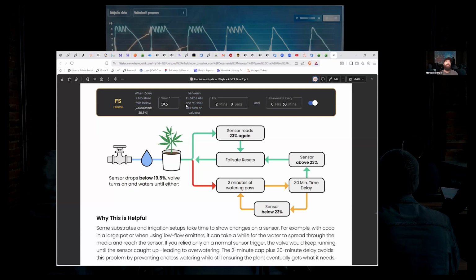You don't typically have too big of a delay when you're running rockwool. Rockwool is usually never more than 30 seconds. And coco, if you keep it down at a 1 gallon or 2 gallon pot and you size your drippers appropriately, you're not using 0.3s, but maybe several 0.5s in there, you usually won't have more than like a minute delay or so.